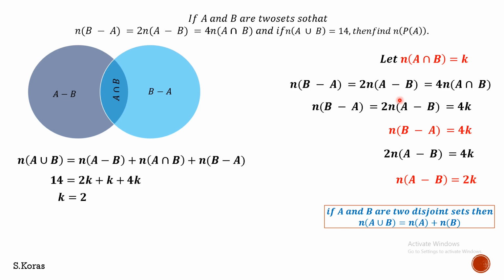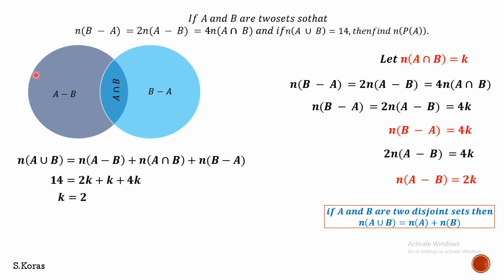Now let us go to the problem. Here they are asking us to find n of P of A. Before finding n of P of A, first of all, we must know what is n of A. If we know n of A, then we can proceed to n of P of A. How to find n of A? Now let's come to this diagram.